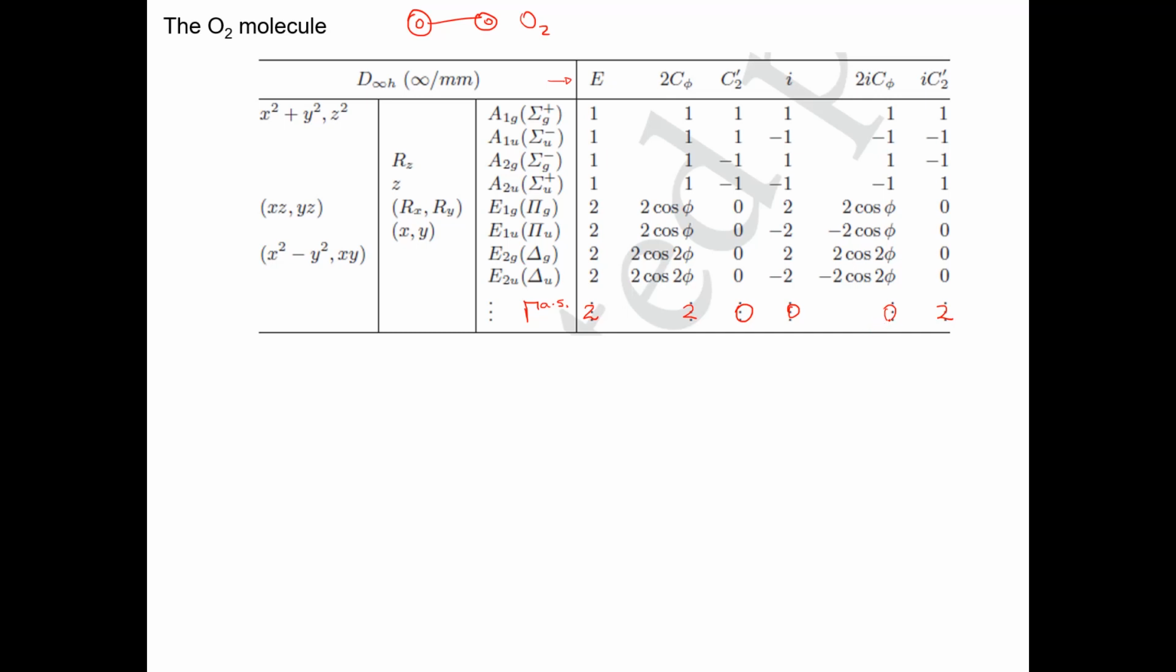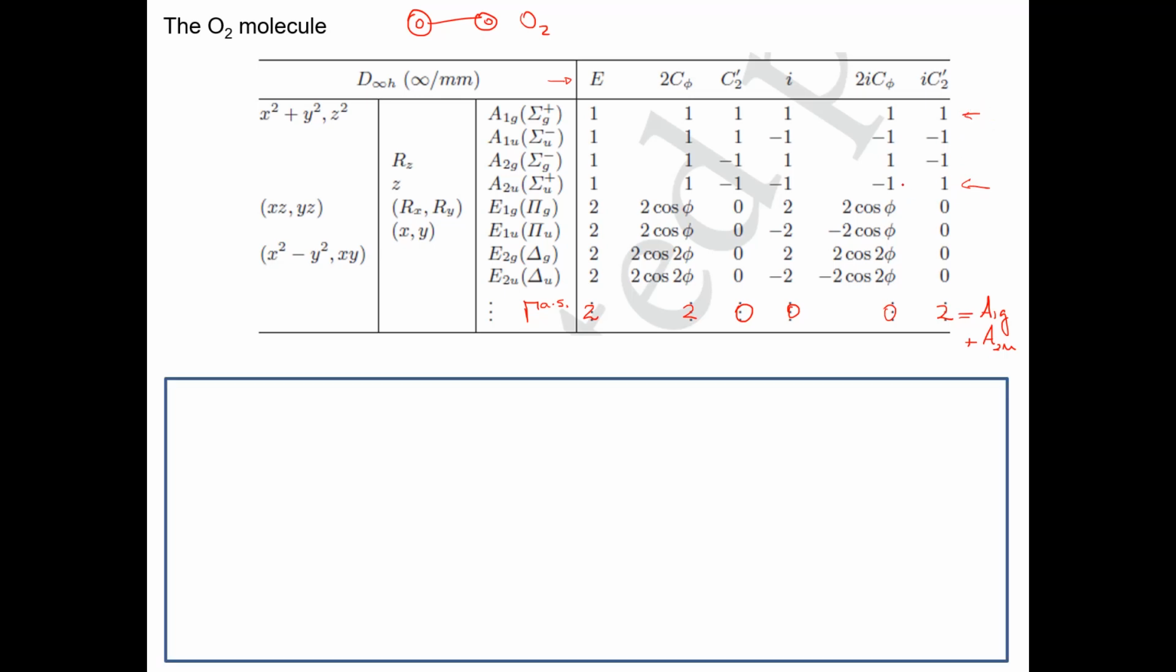So these are the characters of the atom site representation. And we can, just by inspection, look at the character table, and we can figure out that this is just the sum of A1g plus A2u. Okay? If you look at the characters, you can figure out that this is precisely the case. It's just the sum of this representation and this one. All right, very good.